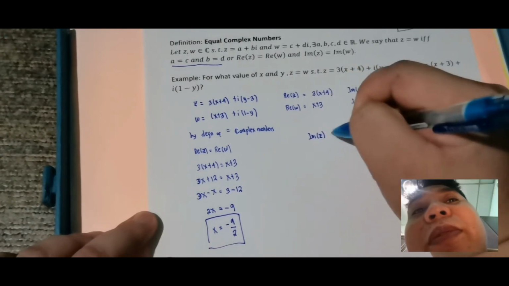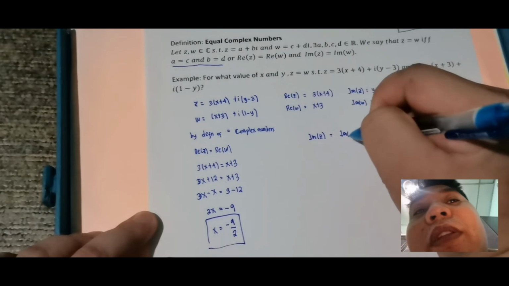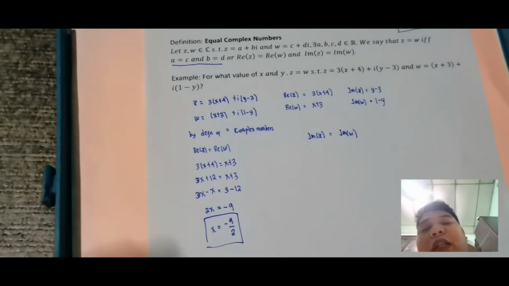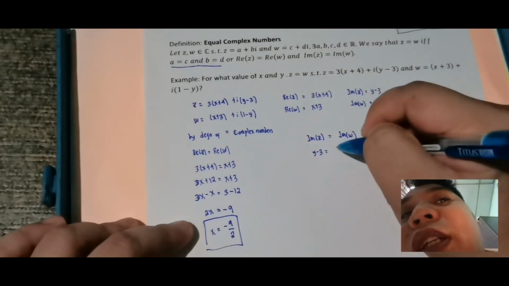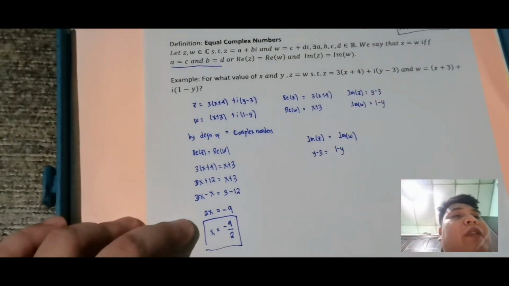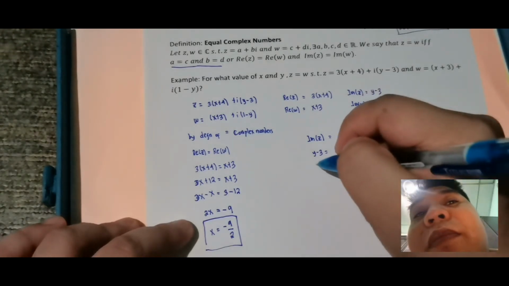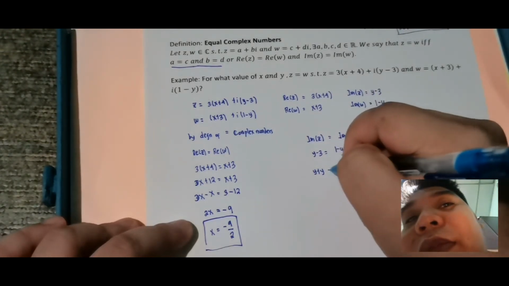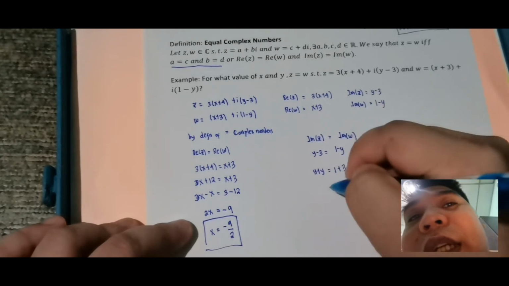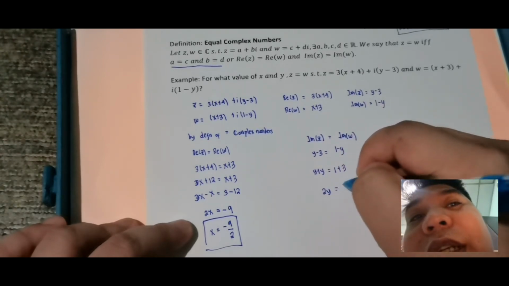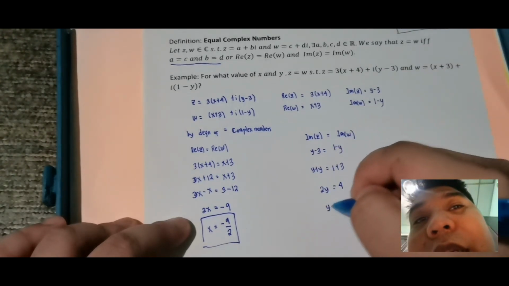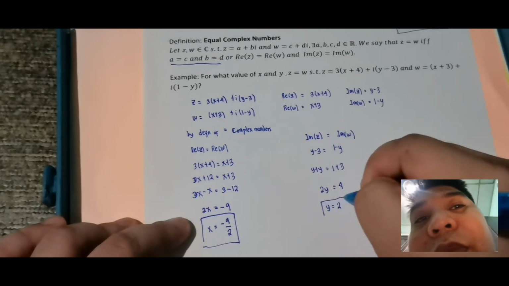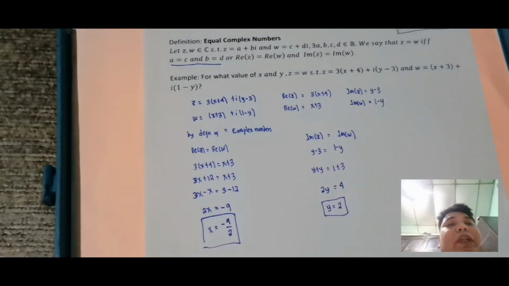That is, imaginary part of z is equal to imaginary part of w. Okay, so paano maging equal imaginary part? So imaginary part is y minus 3, which is equal sa 1 minus y. Then again, by addition property of equality, that is y plus y, which is equal sa 1 plus 3, and this is equal sa 2y equals 4. Then multiply both side by 1 half, or divide both side by 2, that is y is equal to 2. Okay, so therefore, ito yung value ng x and y. Ang value ng x is negative 9 over 2. Ang value ng y is 2.